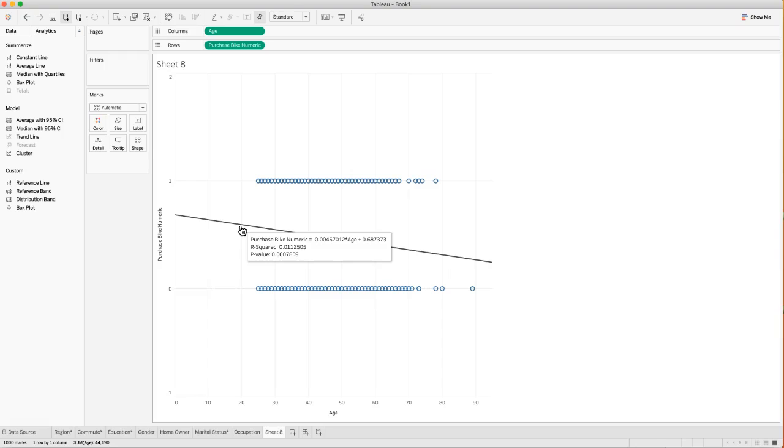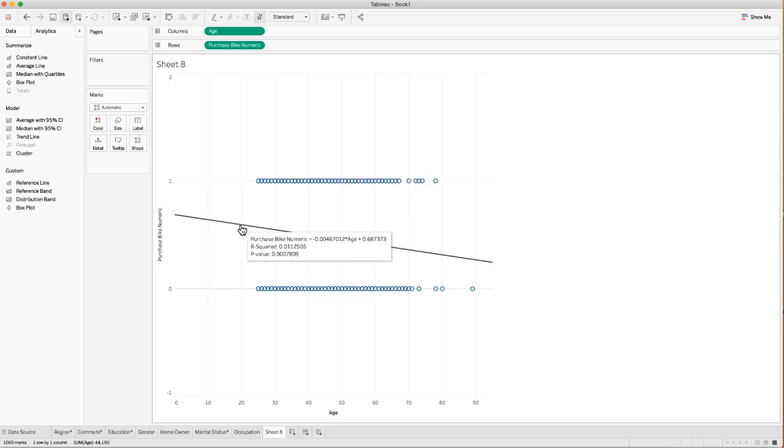Because that line is at an angle and not perfectly flat, that tells me that there is some relationship between age and whether or not they purchased a bike. Furthermore, you can see in the data that comes up as I hover over the line, it has an R-squared value and a p-value. We'll cover those more later, but know that the lower that p-value gets, the steeper the line gets.